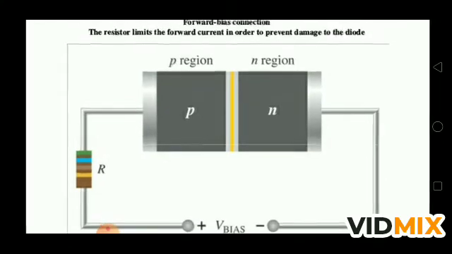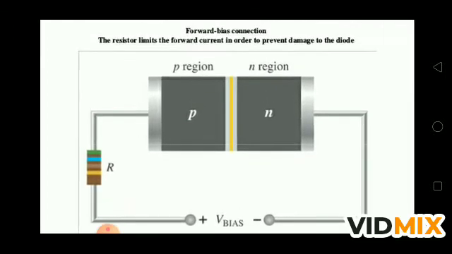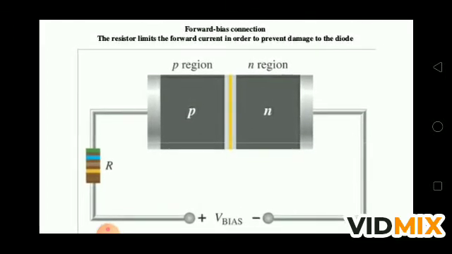Now there are methods to flow current in the PN junction, the PN diode. So what is the way? First, we are going to understand what forward bias connection is. In the forward bias connection, we connect the P region with the positive of the battery and the N region with the negative of the battery, using one resistance.